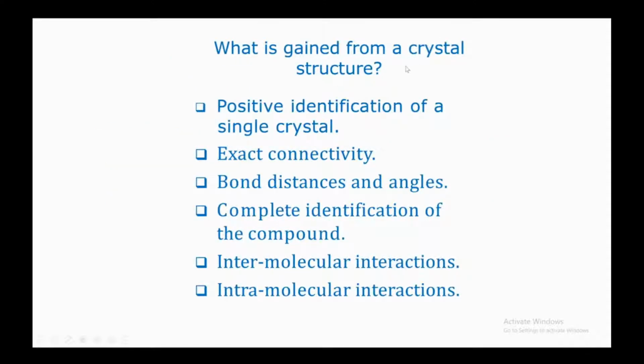What is gained from a crystal structure? Number one, positive identification of the compound. Exact connectivity, like where exactly the hydrogen is attached, where exactly the carbon is, where exactly the nitrogen is. So you can tell with 100% confidence what the connectivities are, such as carbon, nitrogen, hydrogen, what linkages are present in any molecule, and the bond distances and angles: complete identification of the compound.